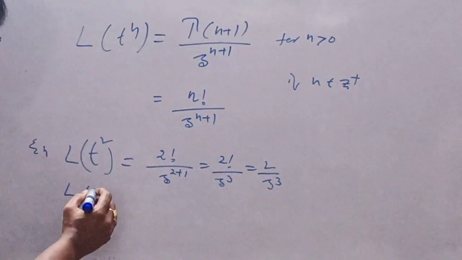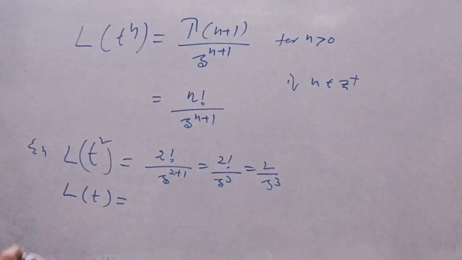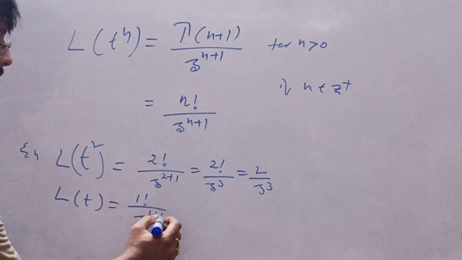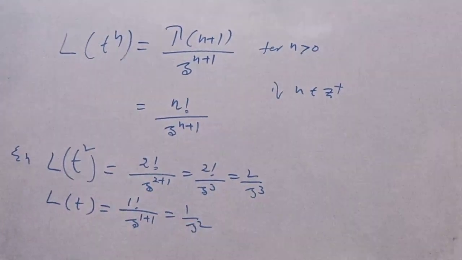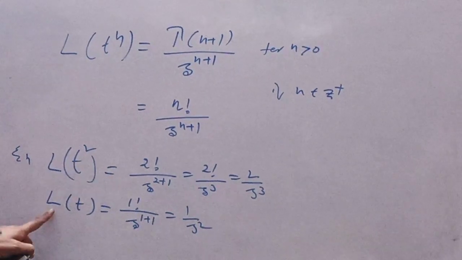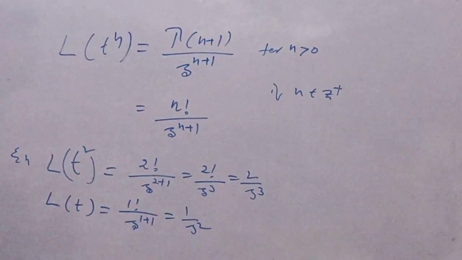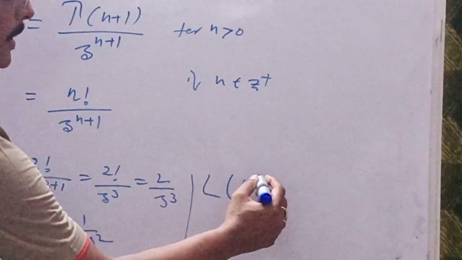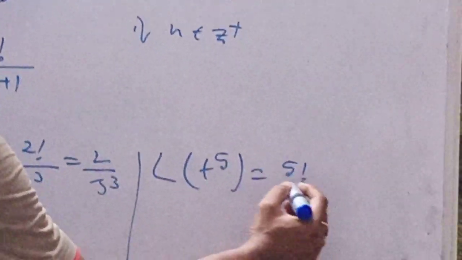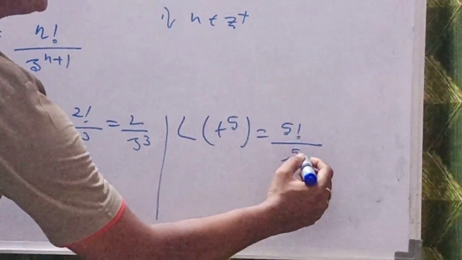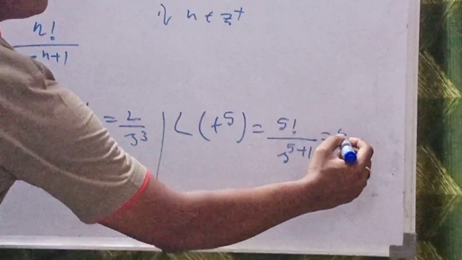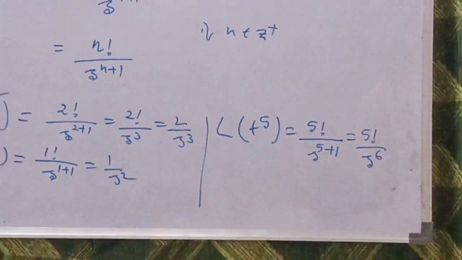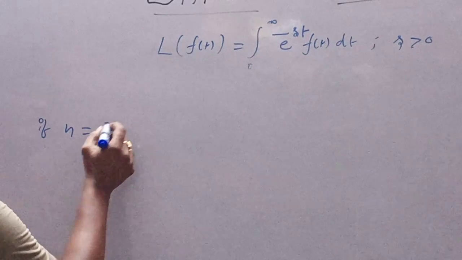Laplace transformation of t equals 1 factorial by s to the power of 1 plus 1, which equals 1 by s square. Already we derived that the Laplace transformation of t equals 1 by s square. Similarly, Laplace transformation of t to the power of 5 equals 5 factorial by s to the power of 5 plus 1, so 5 factorial by s power 6. Now take n equal to 3 by 2.